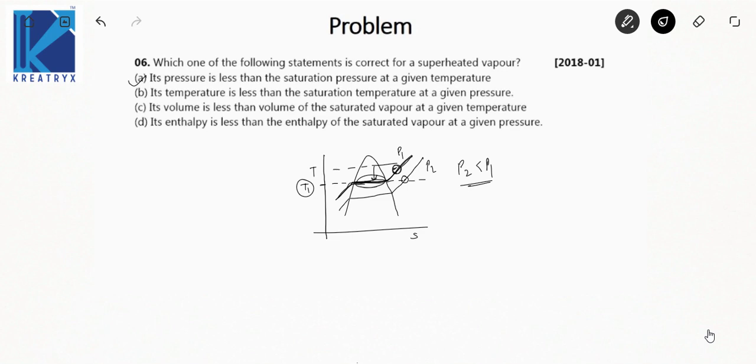Its volume is less than the volume of the saturated vapor? No, it is wrong. Its volume will be more than the volume of the saturated vapor at a given temperature. Its enthalpy is less than the enthalpy of the saturated vapor at a given pressure? Again, it is wrong. Its enthalpy will be more than the enthalpy of the saturated vapor at a given pressure. So these 2 points were a bit confusing. However, always try to solve these questions by constructing a TS diagram. Okay, thank you.